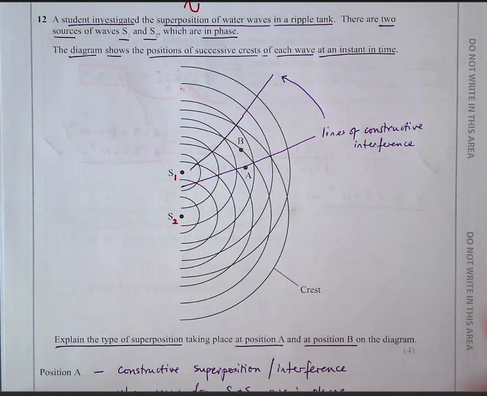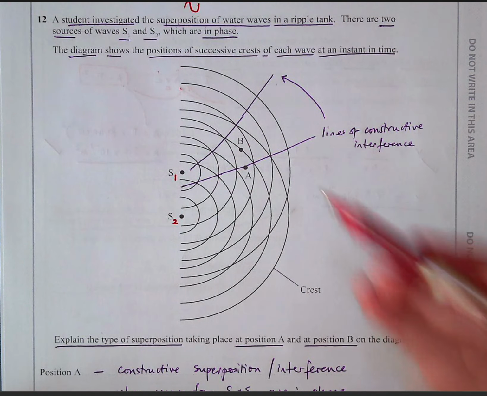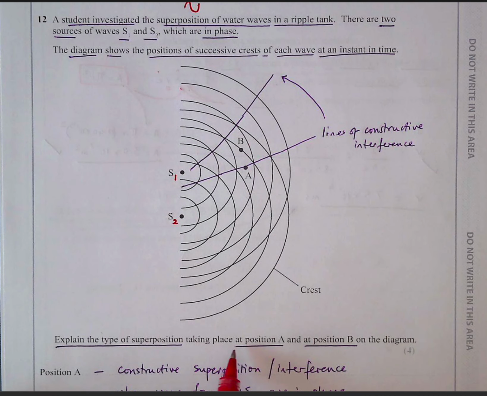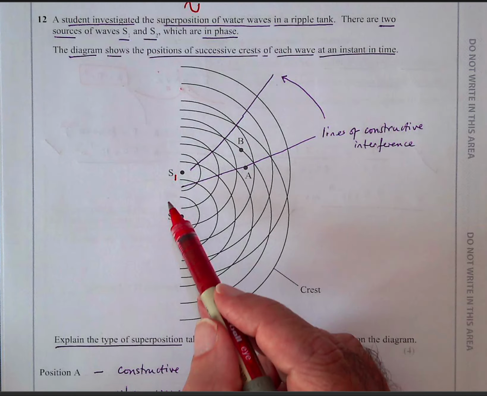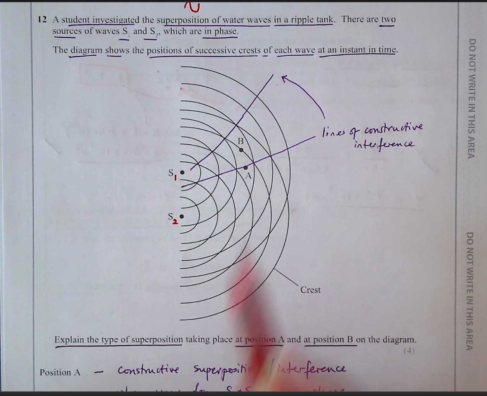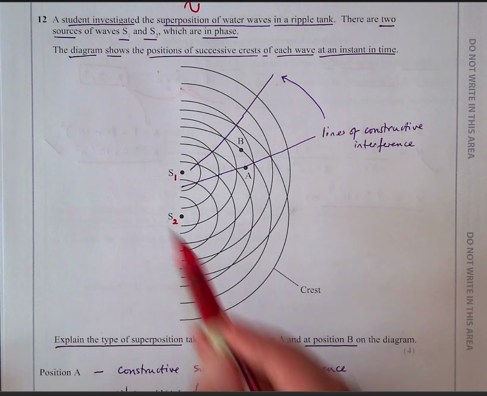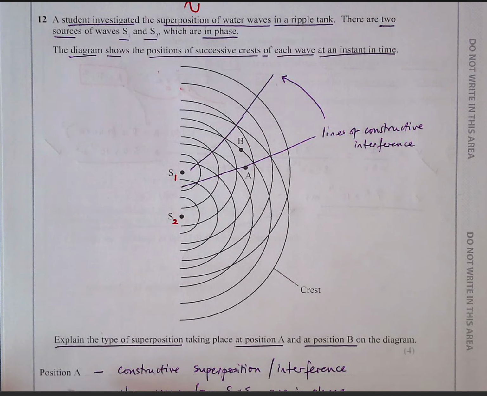Alright, the diagram shows these successive crests, so you could say these are wave fronts looking at it from above. Okay. Explain the type of superposition taking place at position A and position B. So I've already drawn where the lines cross are lines of constructive interference. For position A, you can see one of those lines goes through A. You've got to explain the type of superposition going on at both A and B.